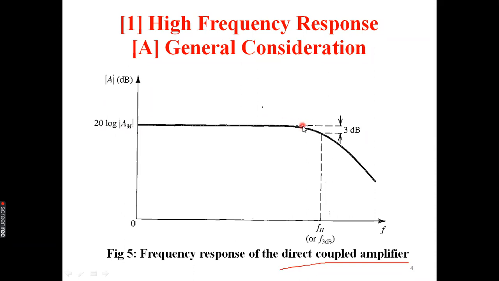But later, after a particular frequency, it will start decreasing and we will find the 3 dB gain, meaning the gain corresponding to 3 decibels subtracted from the maximum gain. That is what is called 3 dB gain. So from the maximum gain, we subtract 3 decibels and correspondingly mark the frequency. That is what is called FH or the 3 dB cutoff frequency. So this is a general way of representing the frequency response graph of an ordinary amplifier.